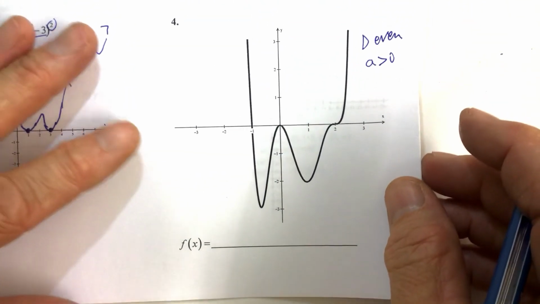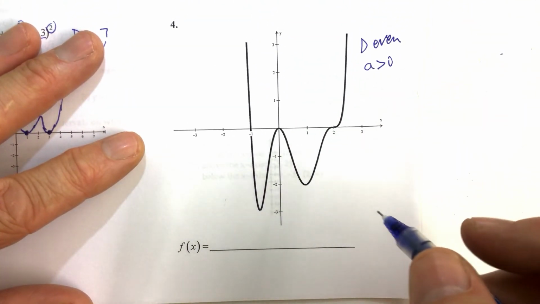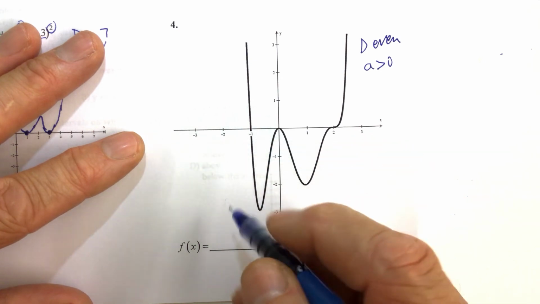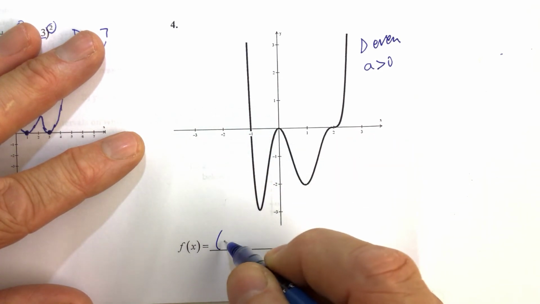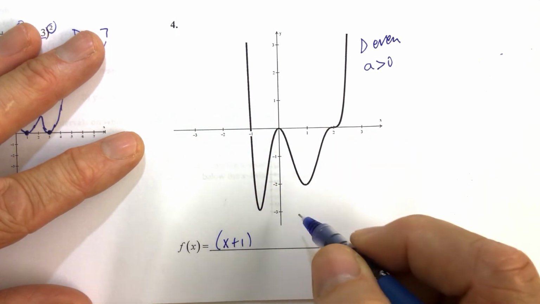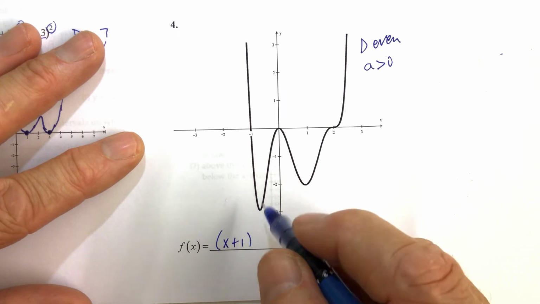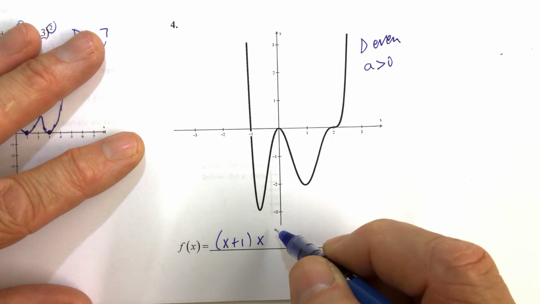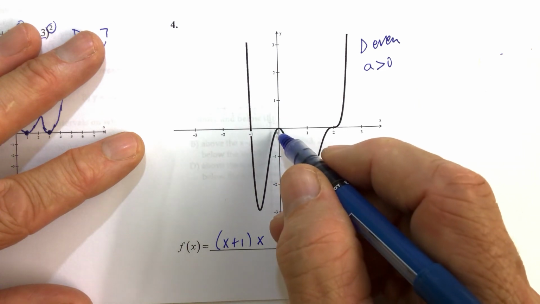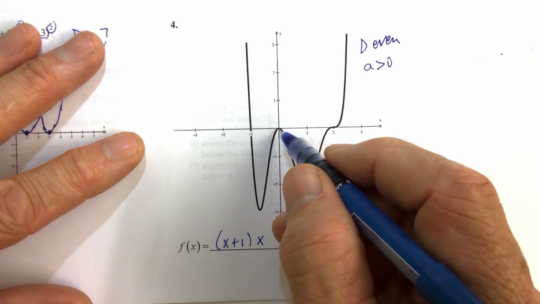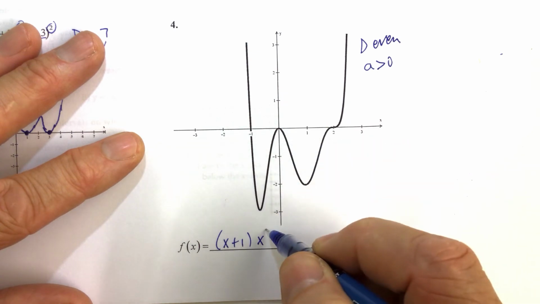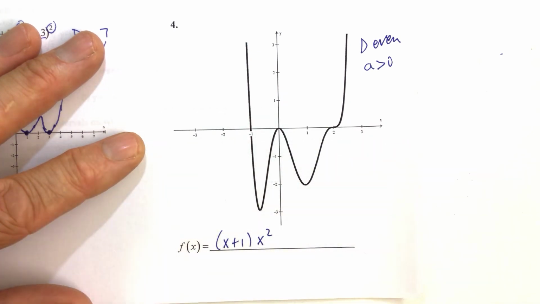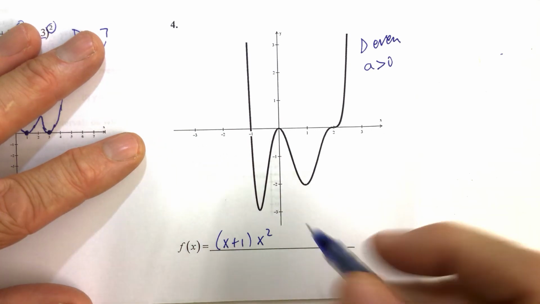And then finally, problem number 4 on page 3. We have an x-intercept of negative 1, so we have a factor of x plus 1. We have an x-intercept of 0, so we have a factor of x, but also notice that the graph is touching the x-axis. Touching means that we're going to have an even power, an even multiplicity, for that factor.